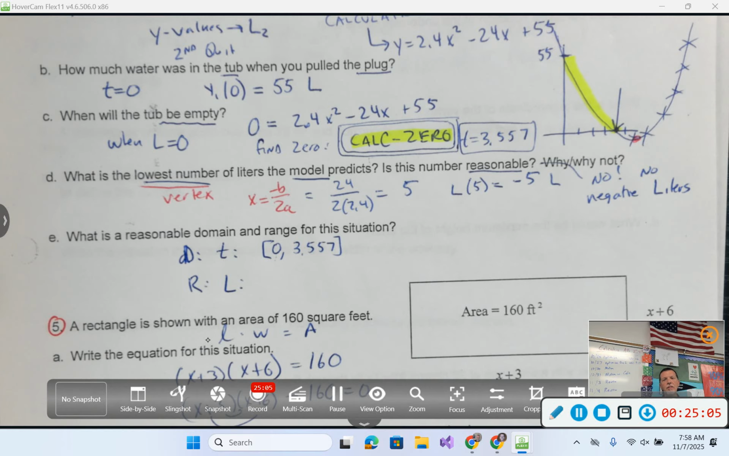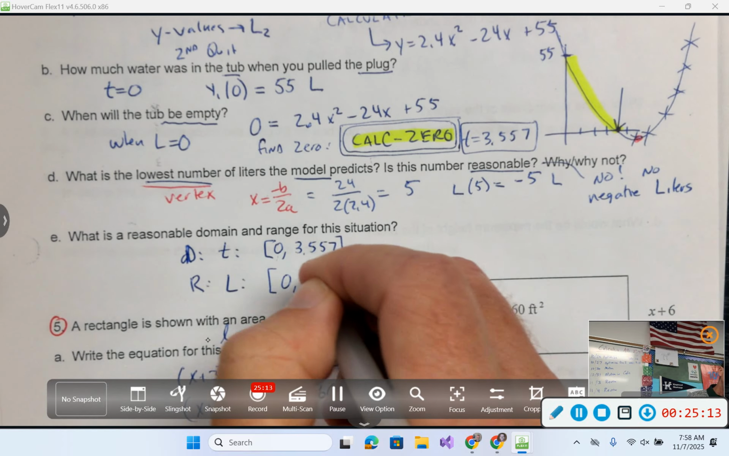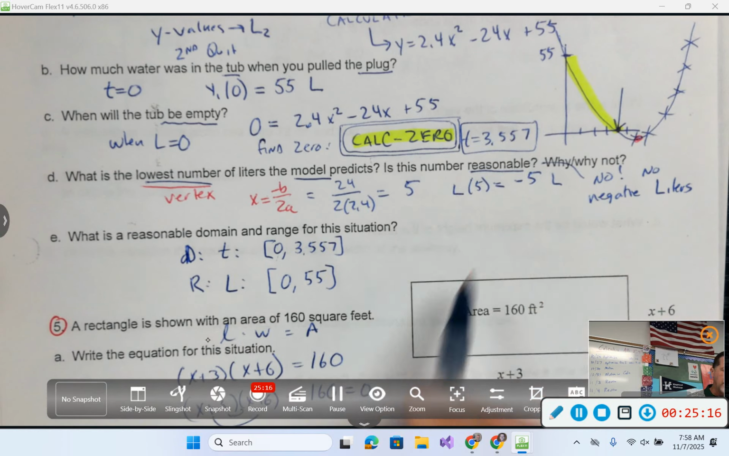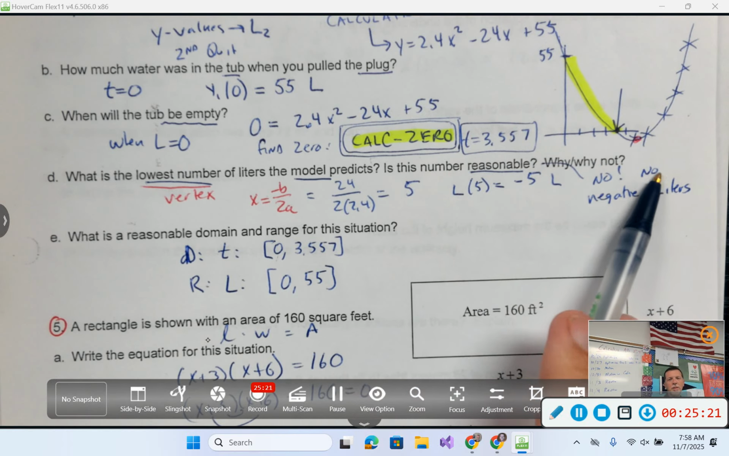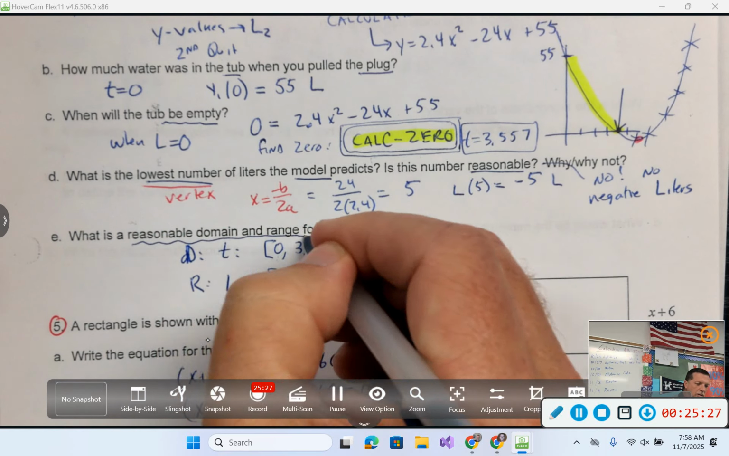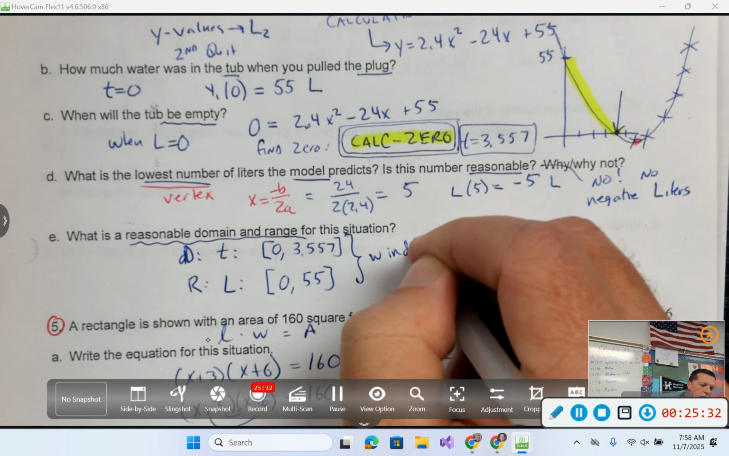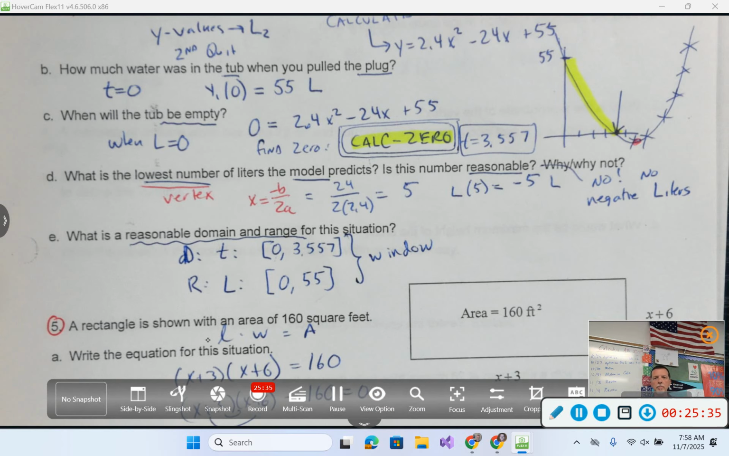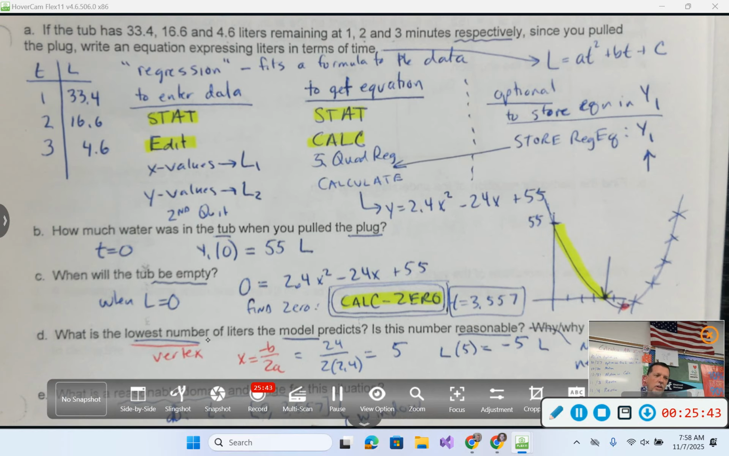And how about the range? What values of liters are meaningful? 0 to 55. I mean, it goes up past 55, but that's in negative time. It goes below 0, but that doesn't make sense. So reasonable domain and range means what is helpful. In fact, if we wanted to graph this, this would be the window that we would want to look at. Okay, so stat edit, stat calc, that's the main new things, and calc 0 for today.